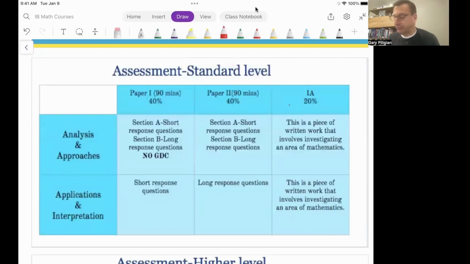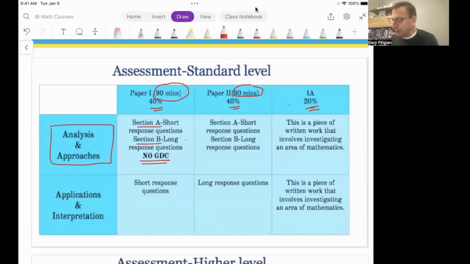At standard level, you will take two papers. They will both be 90 minutes. Both of these papers count for 40% of your mark. And then the IA, or the mathematical exploration, counts for 20% of your mark, right? What's the difference? Well, for the analysis course, paper one is a no calculator test. Paper two is a calculator test. And each test is broken into a section A and section B, where section A are short response questions and section B are long response questions.